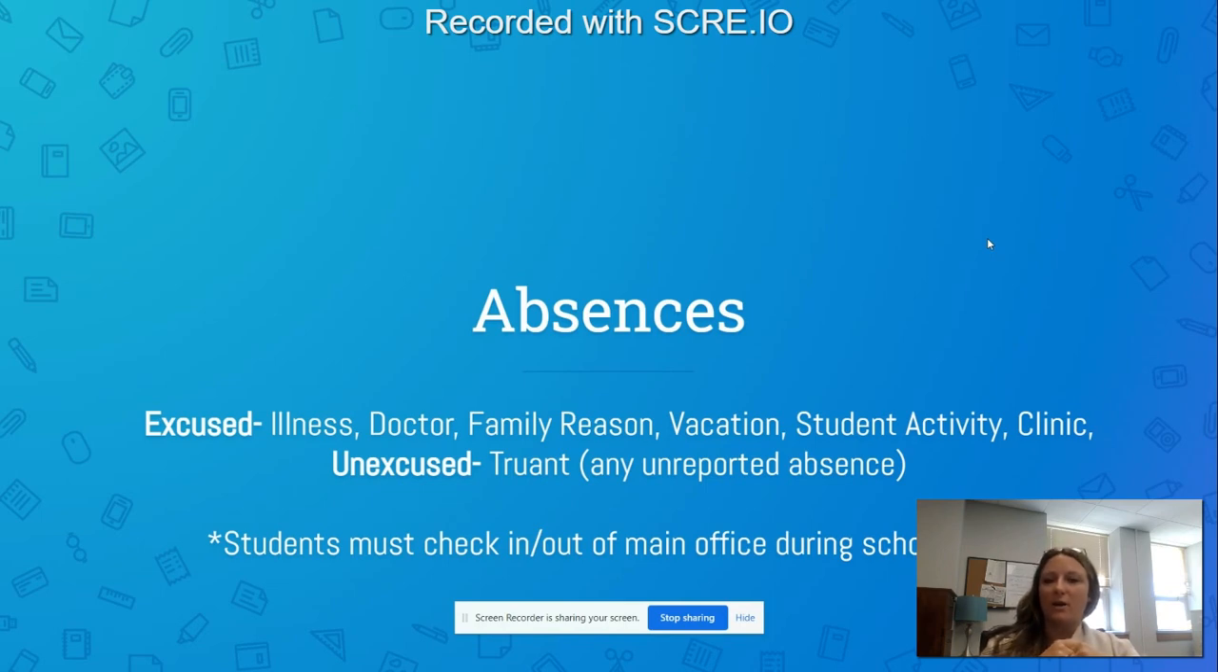We do have a coding just for a blanket family reason that could be excused, such as vacation. You might be excused by the school for a student activity, such as being dismissed early for a tennis match, or a rehearsal for an upcoming concert that you need to attend. You would also be marked excused if you visit our school clinic for any extended amount of time, maybe staying a few minutes to hopefully feel better.